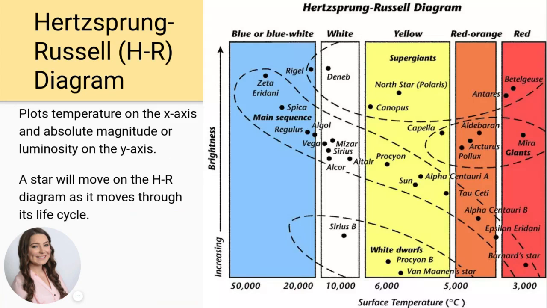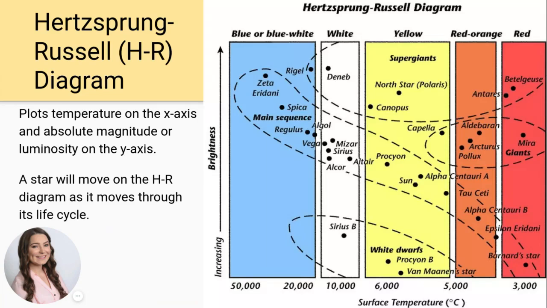A Hertzsprung-Russell, or HR, diagram plots stars by their temperature on the x-axis and their absolute magnitude or luminosity on the y-axis. The hottest, brightest stars are found in the upper left corner of the diagram, and the coolest, dimmest stars are found in the lower right corner. As you may notice by looking at the diagram, the temperature is connected to not only the color of the star, but also its absolute magnitude. And we can see that as surface temperatures increase, so does absolute magnitude.